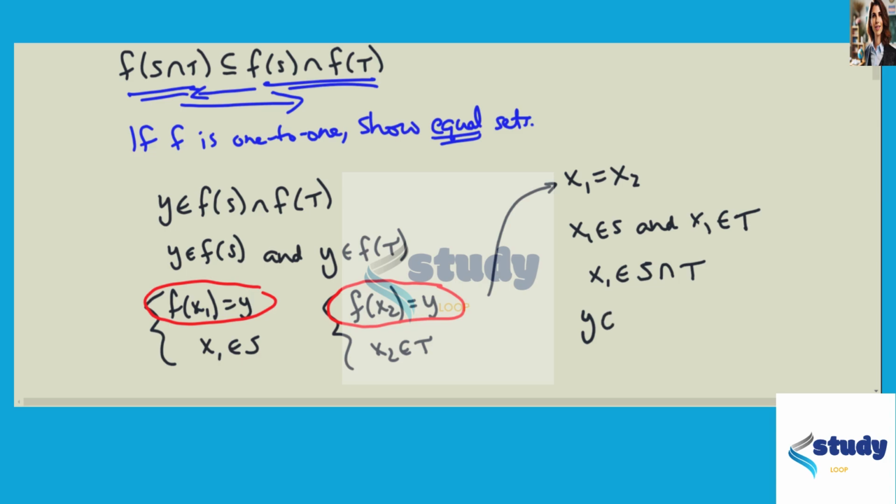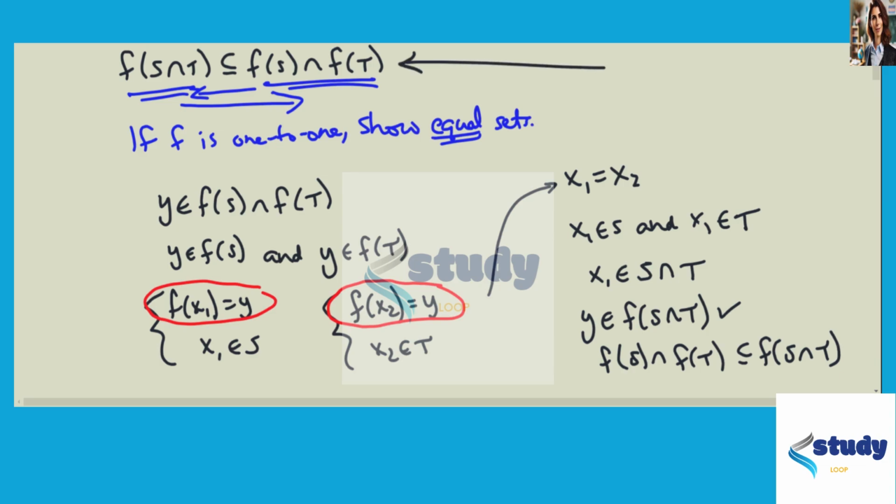Therefore, y is an element of f of S intersect T. And that is the left-hand side. So that is what we are trying to prove. That shows that f of S intersect f of T is a subset of f of S intersect T. So this actually is equality as long as f is 1 to 1. Now, if f is not 1 to 1, this proof doesn't work. We needed it to be 1 to 1 to make that leap right there. But as long as it's 1 to 1, this is an equality.